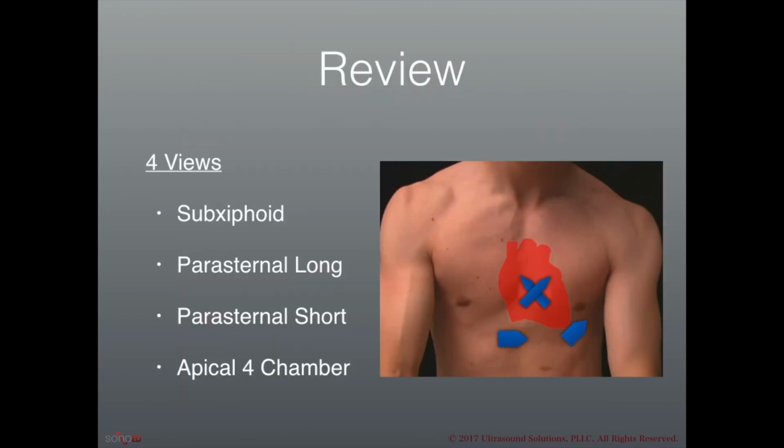So let's review the 4 views that we're going to obtain. We're going to obtain the subxiphoid view, the parasternal long view, the parasternal short view, and the apical 4-chamber view. On this diagram, the arrow of the blue indicator points towards the side of the patient or the shoulder that the indicator on the probe would point towards.